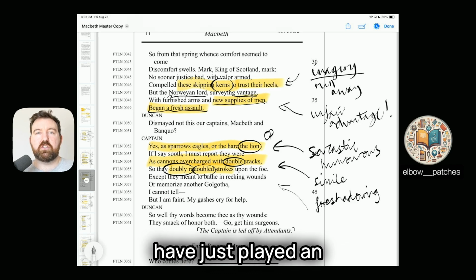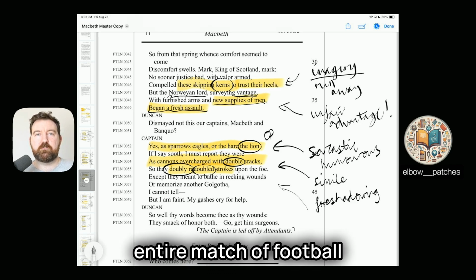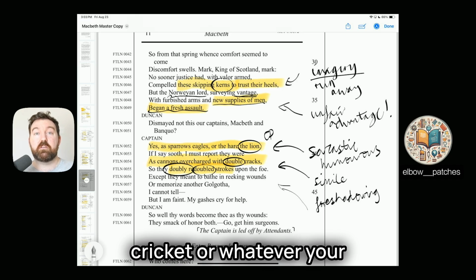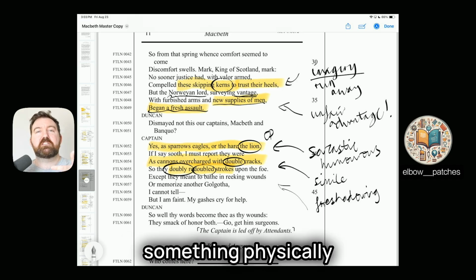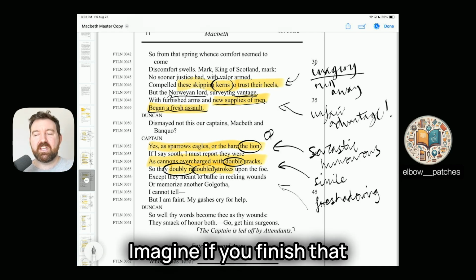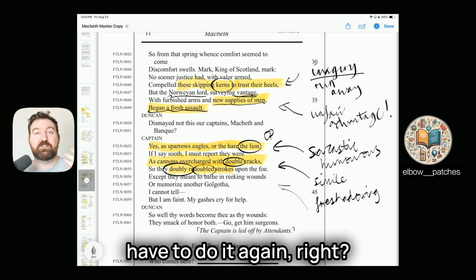So imagine that you have just played an entire match of football or tennis or rugby or cricket or whatever your sport is, or maybe you're not a sport person, or you've done something physically exhausting, right? Imagine if you finish that and then you're told you have to do it again, right?